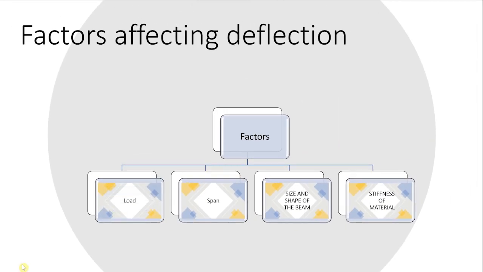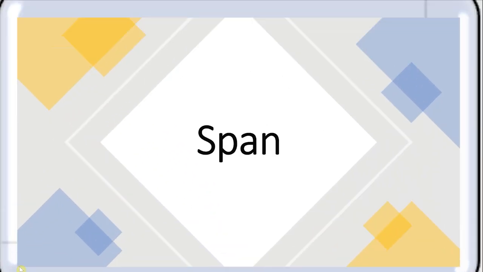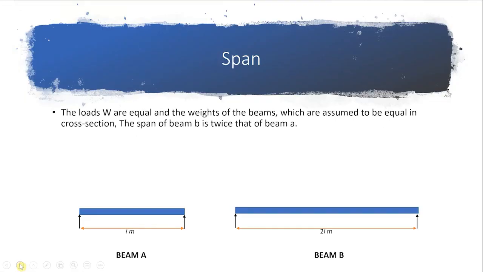And then we're going to look at the second one, which is span. The load W are equal and the weights of the beam, which are assumed to be equal in cross section. The span of beam B is twice of beam A. Beam A and beam B are the same in terms of loading, size, cross section, and materials. The difference here, beam B span is twice, 2L. Here you see 2L meter, and this one is beam A which is L meter.